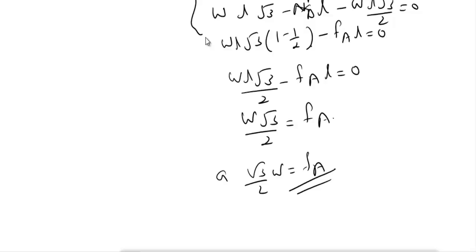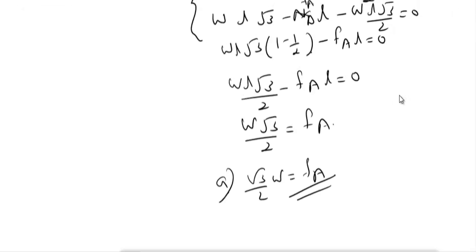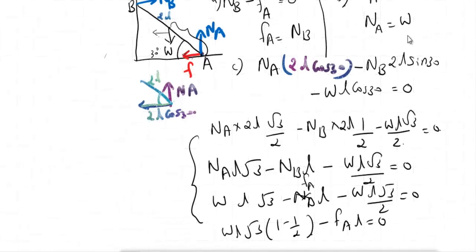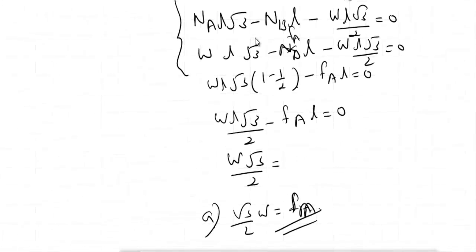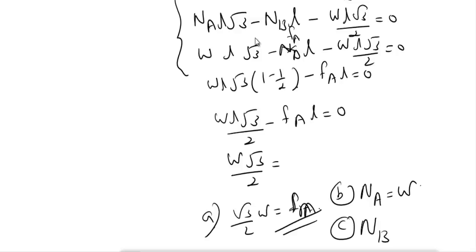That was the first question, right? The first one was the frictional force acting at the point A. Next, NA, we already got as W. Normal reaction at A equals W. NB equals FA, and FA we now got as root 3 W by 2. So the second one is the normal reaction at A, which we already got as W. Third, the normal reaction at the point B, which is equal to root 3 by 2 into W.